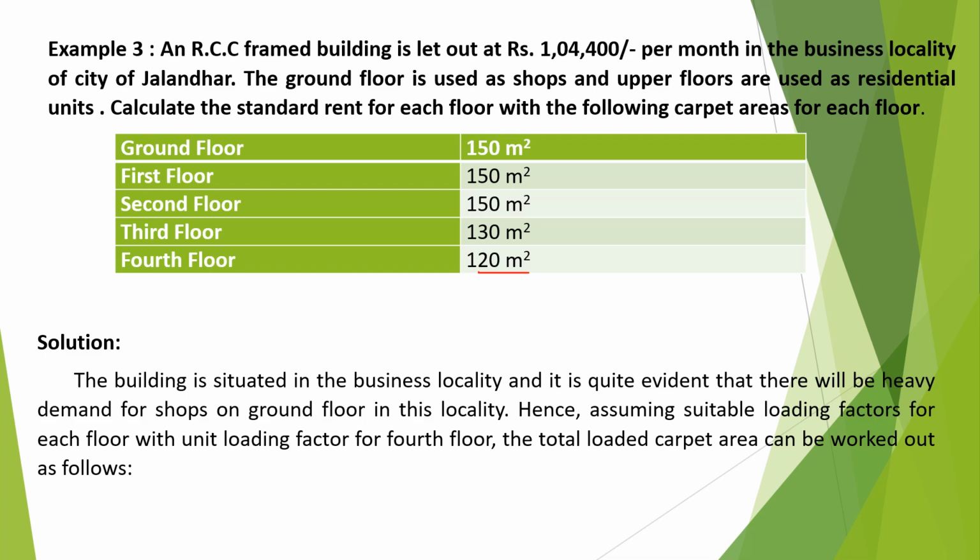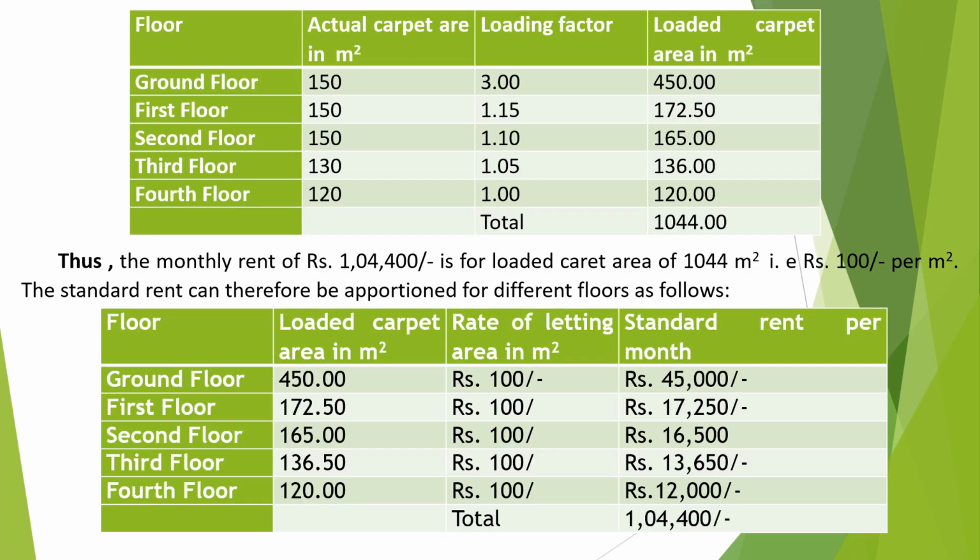So here we will be applying suitable loading factors, and as you know, the ground floor will have more utility, so it will have a higher loading factor. So we will take this example, say for the ground floor, we are assuming a loading factor of 3. For the ground floor, actual carpet area is 150 and loading factor is 3. So loaded carpet area for the ground floor will be considered as 450 square meter.